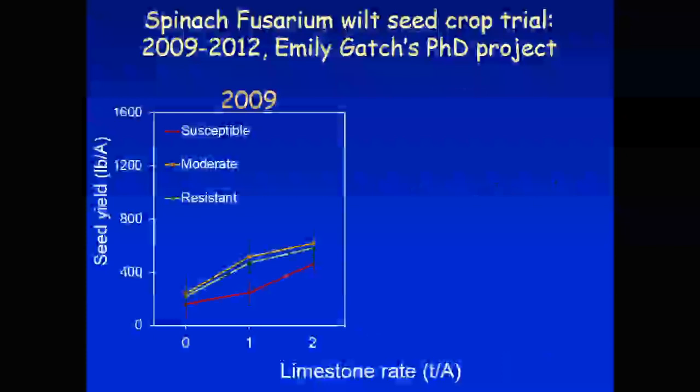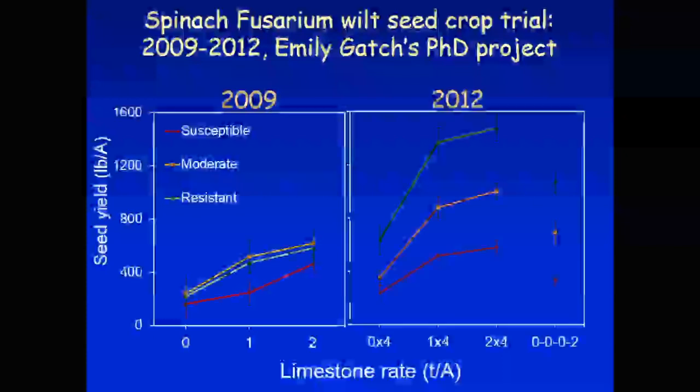The next year, 2011, she put the same rates of limestone on. The grower planted a winter wheat crop. 2012, she came back and put spinach back in that field. So she had limestone on at 0, 1, or 2 tons per acre every year for 4 years. Or she put just a single application on the very last year: 0, or 2 tons just before planting. And look what it did to your seed yield.